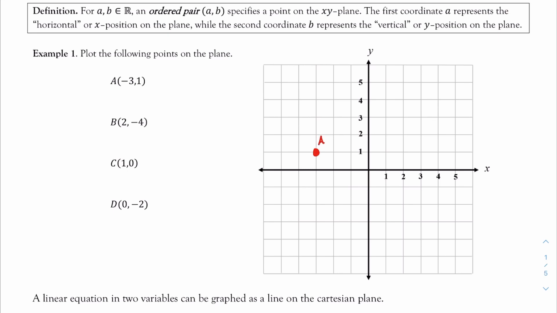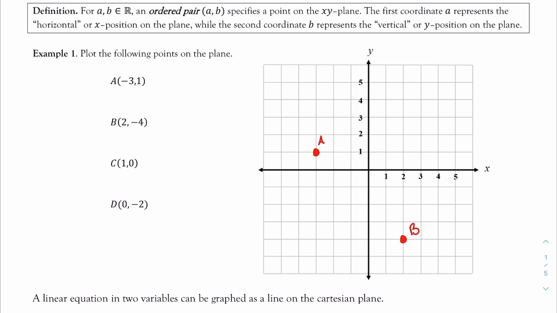So I have point A. And then for points B, C, and D, I follow the same idea. For point B, I have 2, -4. This means 2 in the left and right direction, and then -4 in the up and down direction. In particular, we have 2 to the right and 4 down. So 2 over, 4 down: 1, 2, 3, 4. We have point B.